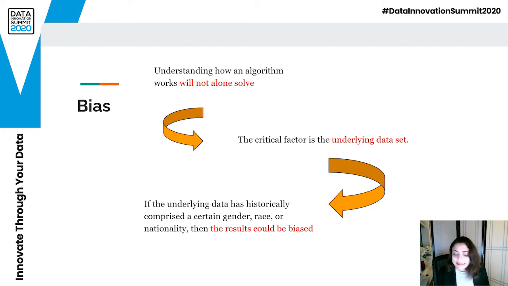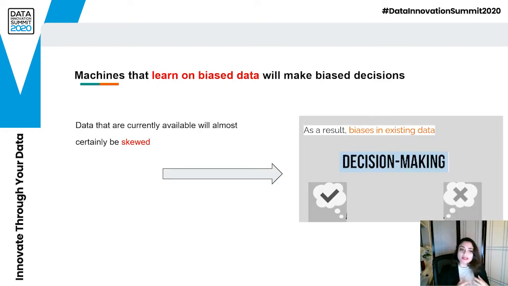The critical factor is actually the underlying data set. If the underlying data has historically been compromised for a certain gender, race, or nationality, then the results could be biased against a certain cohort outside of those groups. So bias is a factor which will always be there when it comes to ethical AI application design. See, the machines only learn based on the data they are given. And if the machines learn on biased data, they will always make biased decisions, right?